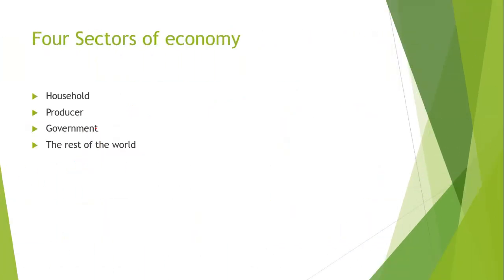Now, the four sectors of an economy. What are the four sectors of an economy? Household, producer, government, and rest of the world. Rest of the world means the other countries. Okay. These are the four sectors of an economy. Household, as you know, are the people who render their factor services, and the main consumer of any consumer goods. Producer, the one who produces. Government, you all know who they are. The rest of the world means the other countries.